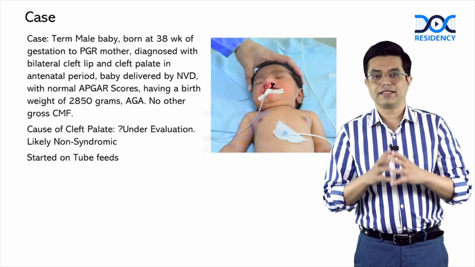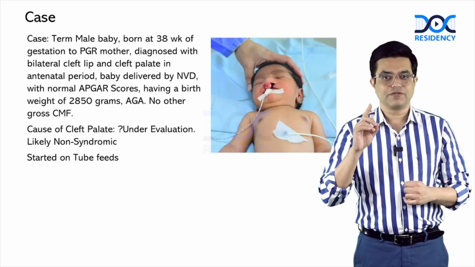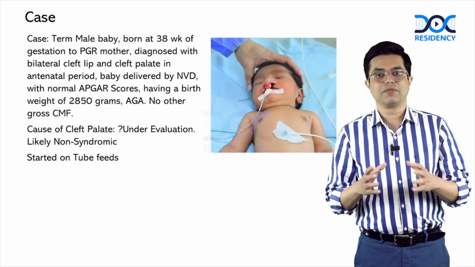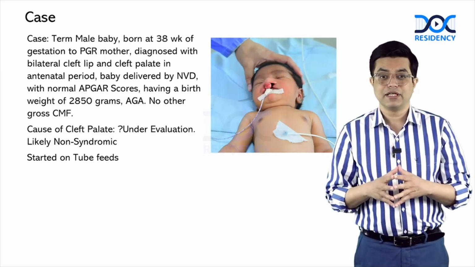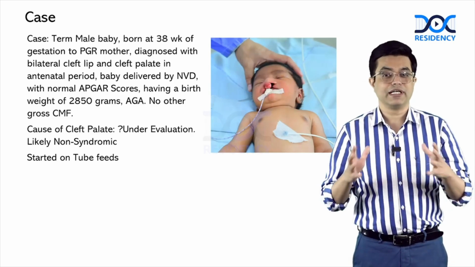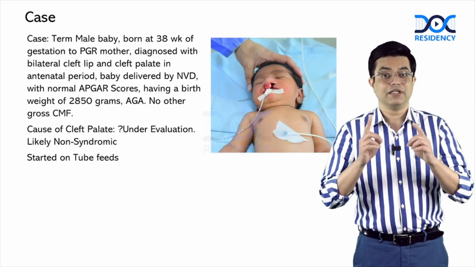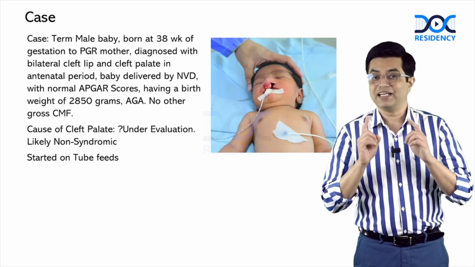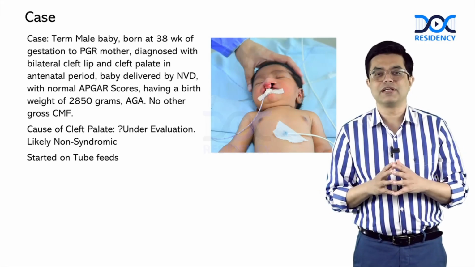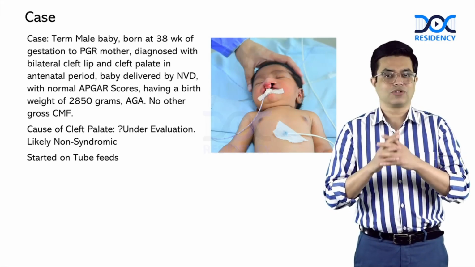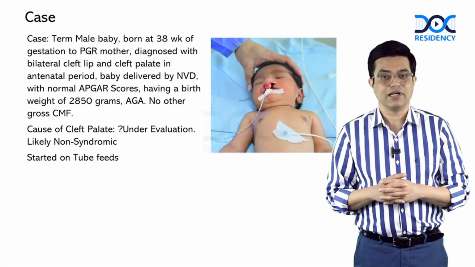So the case is a term baby, 38 weeks of gestation, born through normal vaginal delivery. The baby had a birth weight of 2850 grams. There was a normal Apgar score. The baby cried immediately at birth, but the baby was diagnosed with bilateral cleft lip and palate. There were no other gross congenital malformations, and the cause of cleft lip and palate is under evaluation.